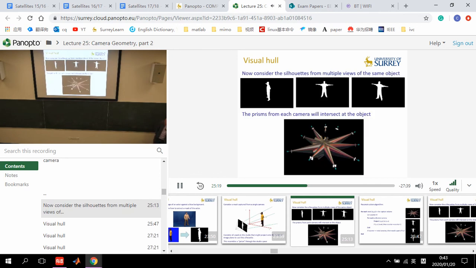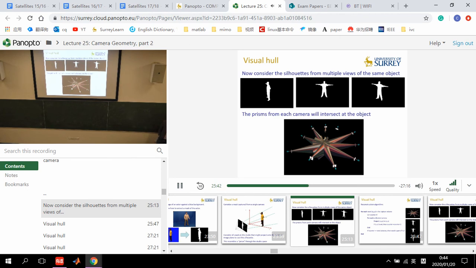Okay. So what we're going to do is exploit then the fact that we have multiple points of view, and we're going to think about all of those prisms that those cameras produce, and think about where they intersect in the 3D world. Yeah? And that intersection is going to be the 3D volume of the performer. And we call that the visual hull of the performer. Yeah? Does that make sense?